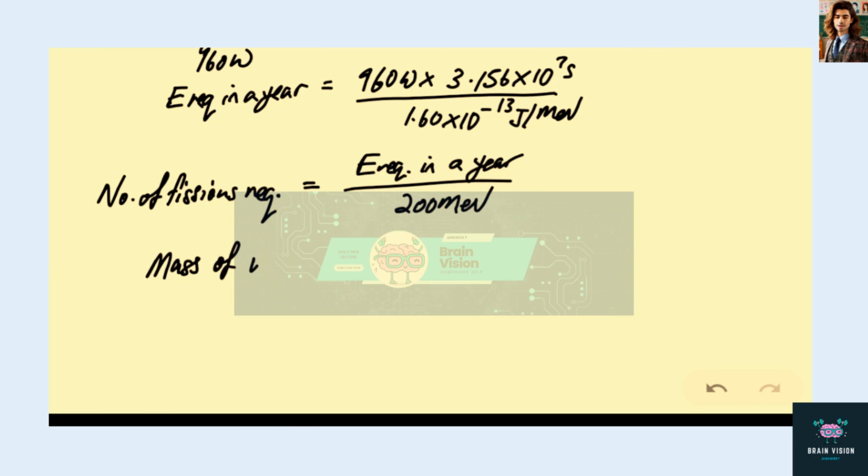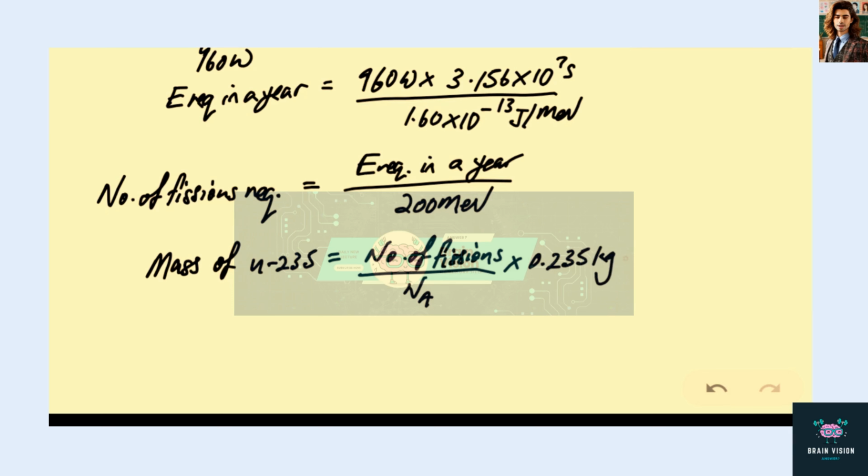So the mass of uranium-235, since we know that each fission reaction requires one uranium-235 nuclide, we can just take the number of fissions and then we divide that by Avogadro's constant to get the number of moles. Then we multiply this by the molar mass. And molar mass is given as 0.235 kilogram per mole.